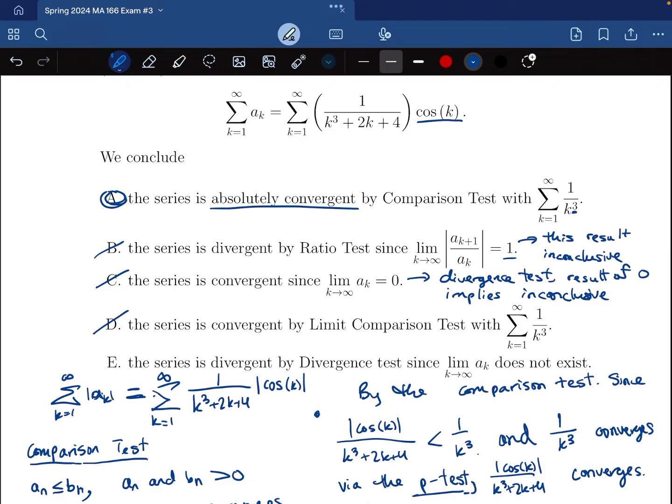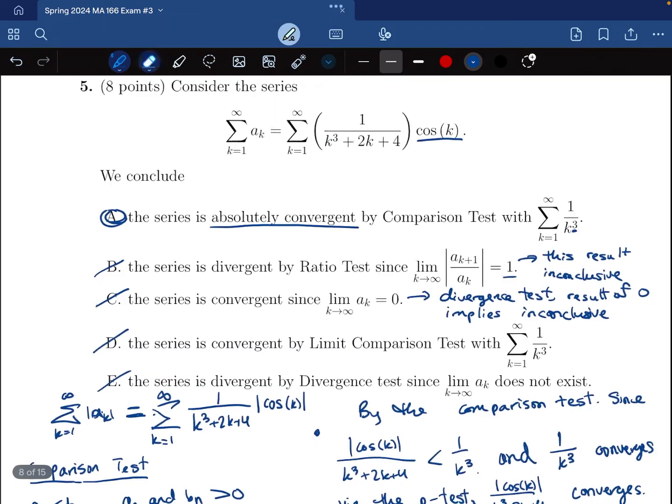And then statement E says the series is divergent by divergence test since the limit as k approaches infinity of ak does not exist. Well, we showed when solving for A that the series is convergent, so that statement is just false. So our answer is A.